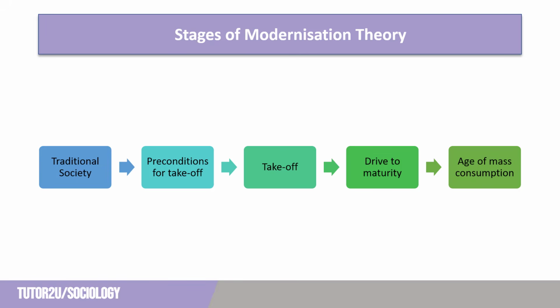Rostow identified 5 different stages that nations progress through in their journey towards modernisation. Starting from traditional societies based upon collectivism, subsistence agriculture, and a population distributed largely in rural areas, through to an age of mass consumption that is typical of Western societies.